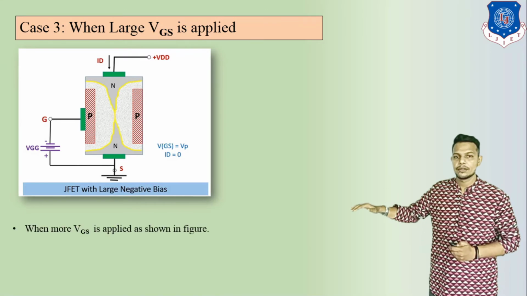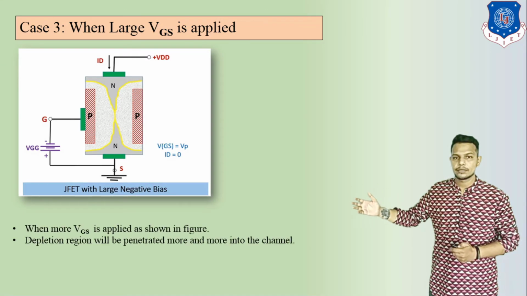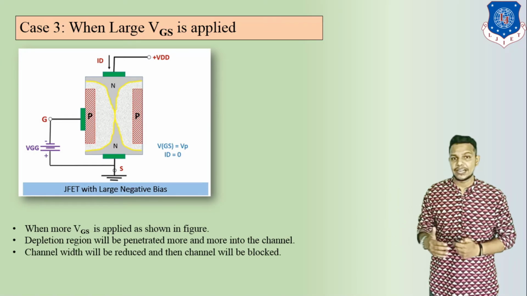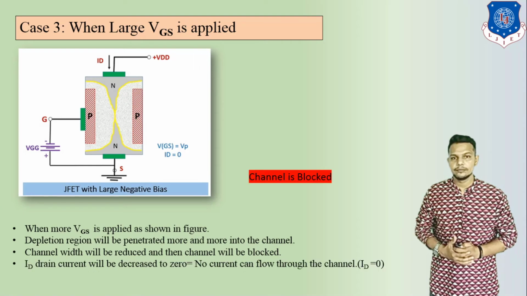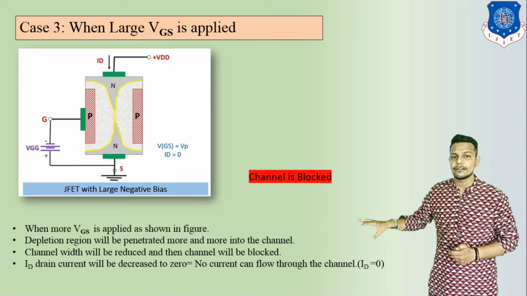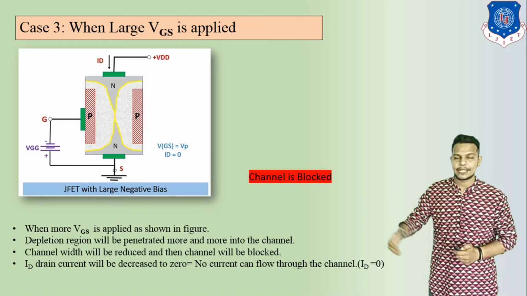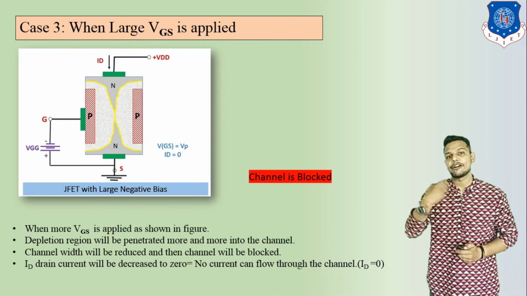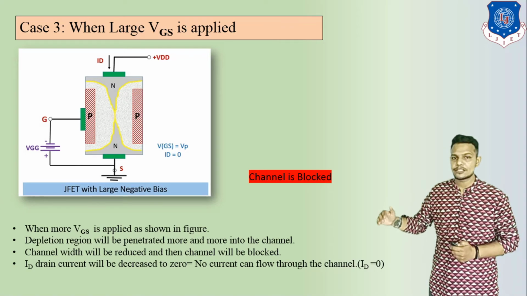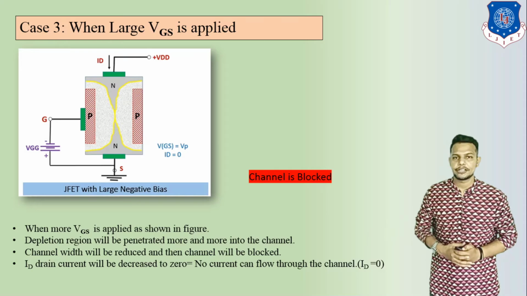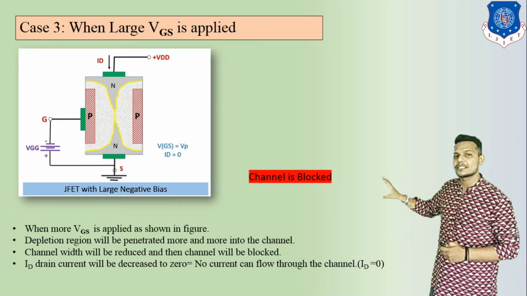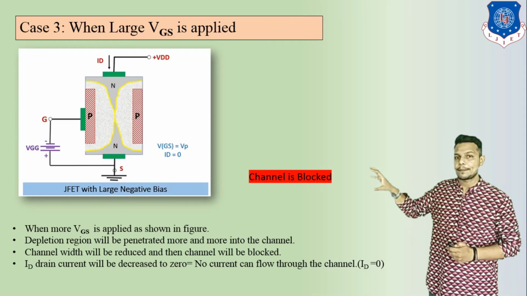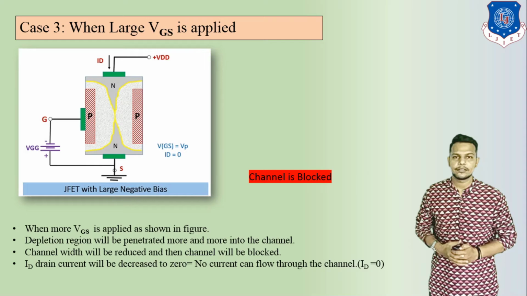Here we can see VGS is applied as shown in the figure. The depletion region will penetrate more and more into the channel and the channel width decreases. So ID, the drain current, will decrease to 0. That means ID is equal to 0 at more negative VGS. That means no current can flow through this channel. So here we can see the channel is totally blocked, because the depletion regions touch together.